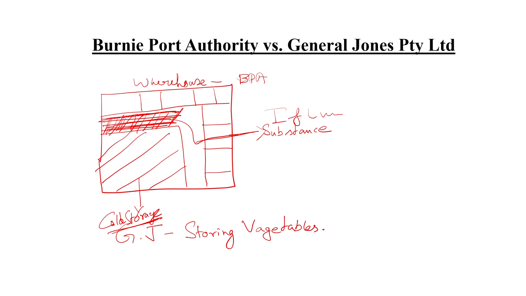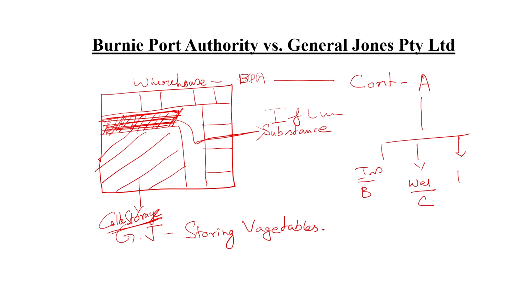So, this insulation work was supposed to be done by, so basically what BPA did was BPA contracted A for the whole work. Now, A subcontracted the insulation work to B, the welding work to C, and the electrical work to D. So, A was the main contractor and then A subcontracted to B, C, D for particular work.